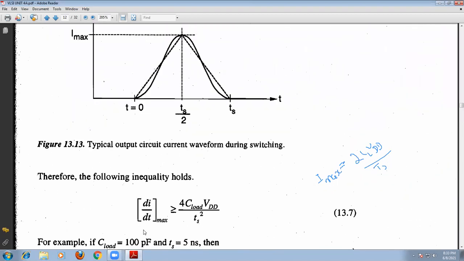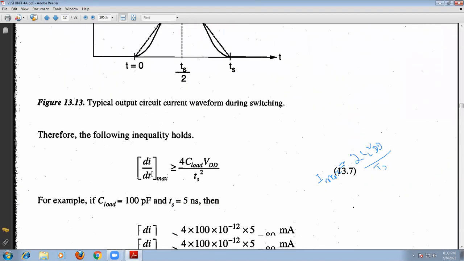So you get the equation. So this equation will be here, di/dt max, greater than or equal to, substituting the I max value. So it is equal to 4 CL into VDD by TS square. Remember that equation.